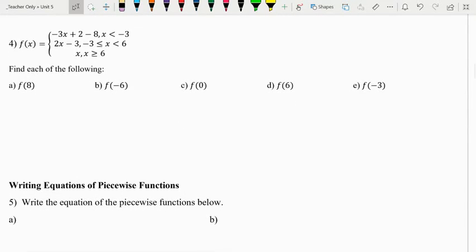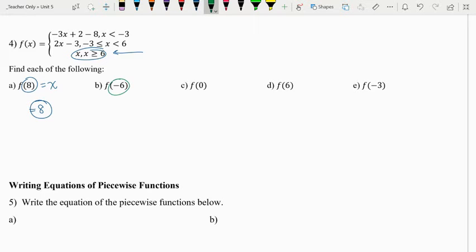I encourage you to pause the video and try these before I start going over them. All we're doing is exactly what we did in that last problem. So now we are going to plug in 8, and that's going to fall into the boundary of the last one because it is greater than 6. So that equation is just x, which means my answer would just be 8.